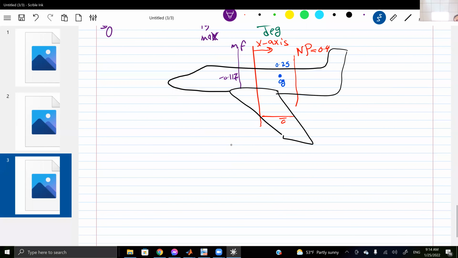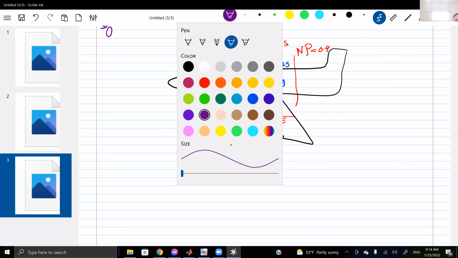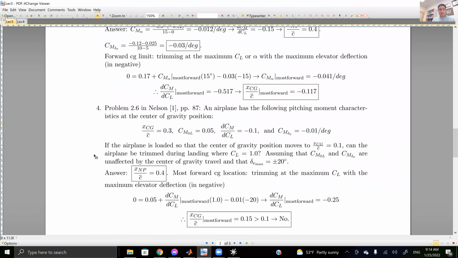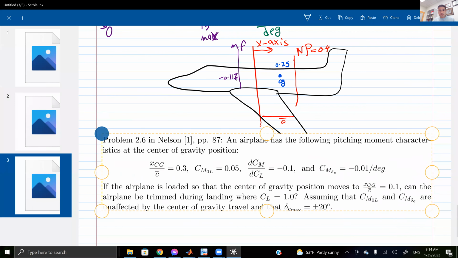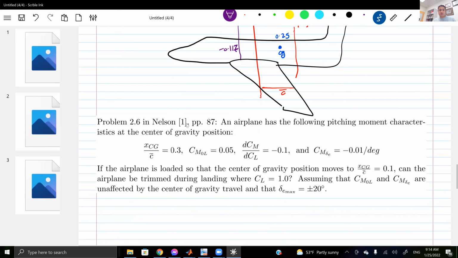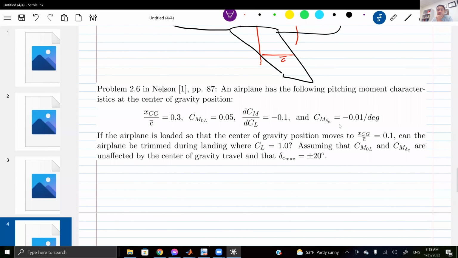Okay, so one last problem quickly, which is an interesting problem. So let's discuss it quickly. I'm not going to go through it. It's not that difficult a problem, but it just has some philosophy in it.